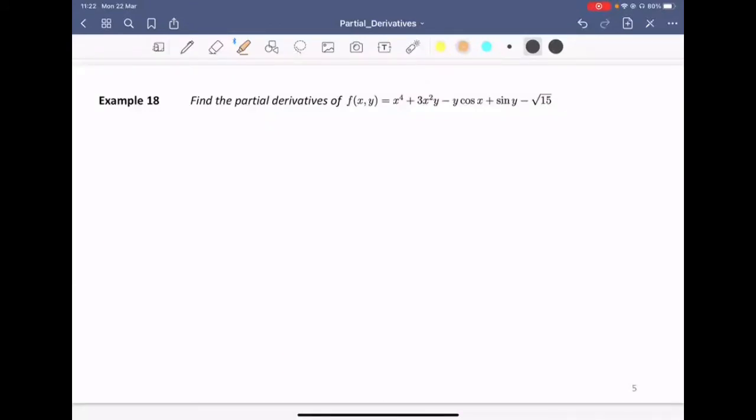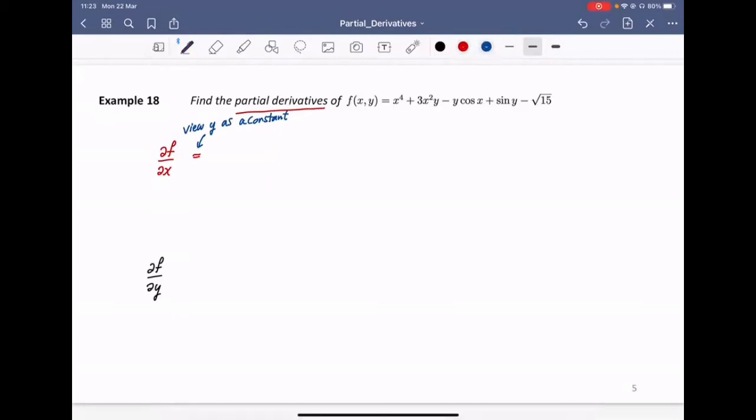I want to find the partial derivative of the function f(x,y) equal to this thing. If the question asks you to find the partial derivatives, you need to compute the partial derivative of f with respect to x, and you need to compute the partial derivative of f with respect to y. When you compute the partial derivative with respect to x, keep in mind that you need to view y as a constant, because you differentiate with respect to x, so x is going to be your variable.